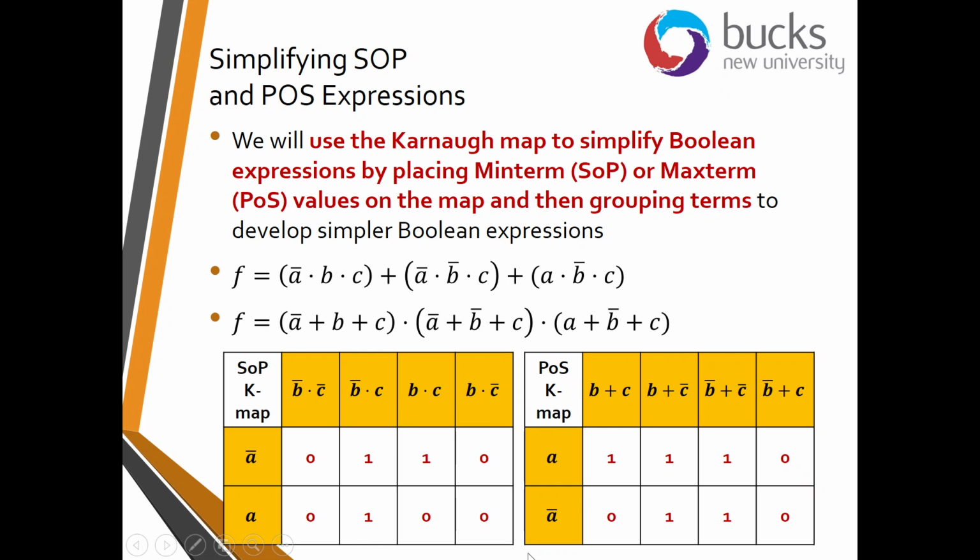With the product of sums, I've done the same thing, but obviously I'm looking for the max terms, which are the 0s. I've looked for not A, B, or C, which is this one, so I'll put a 0 here. Then I've looked for not A, not B, or C, so I'll put a 0 there. And finally A, not B, or C, so I put a 0 there. And the rest became 1s, of course. So with product of sums, you're looking for 0s, and what isn't must be a 1. So you map your max terms or your min terms onto the Karnaugh map.